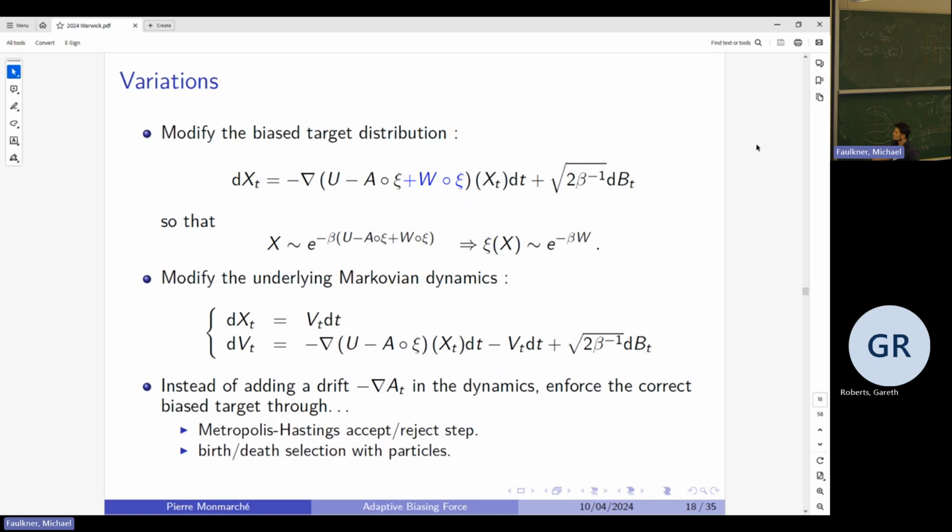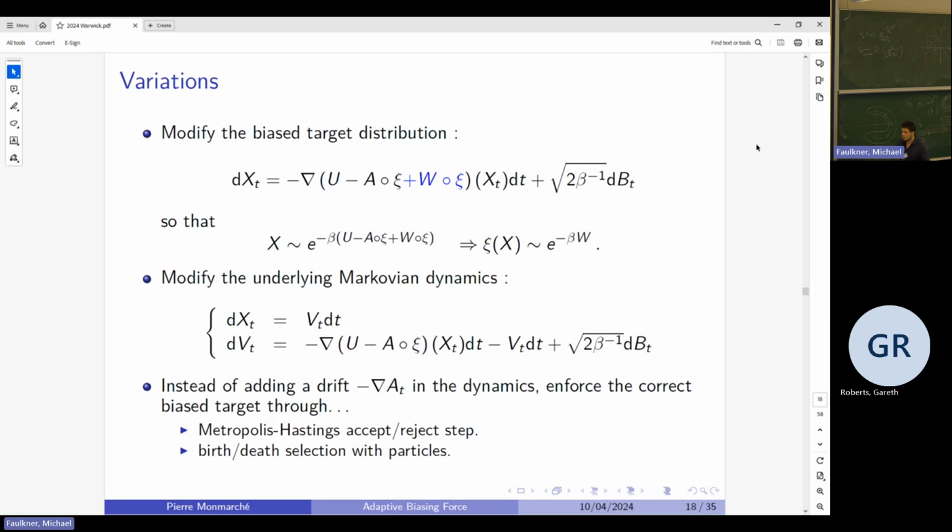And also here I said, okay, we are going to enforce a biased target just by modifying the drift, but you can do other things. For instance, you can keep a non-biased dynamics, but now you add Metropolis-Hastings rejection with the biased target, and so you will have some acceptance which depends on the drift. And so also you can do birth and death selections if you have particles. So everybody moves, all particles move with an unbiased dynamics.